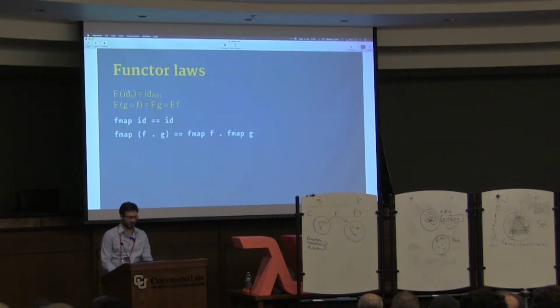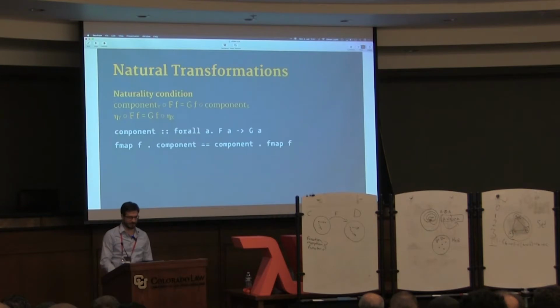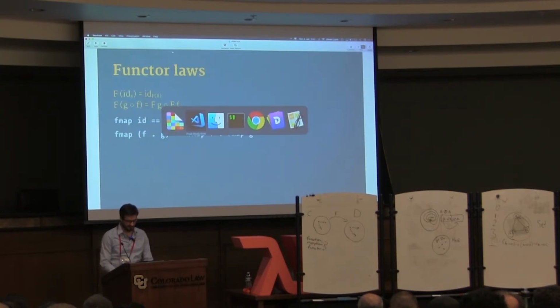Oh, yeah. Also, we have functor laws. These should look very similar to the laws for composition. They're the same. They're just one level of abstraction up, like identity and composition carried along by the functor idea. We haven't gotten to that yet.